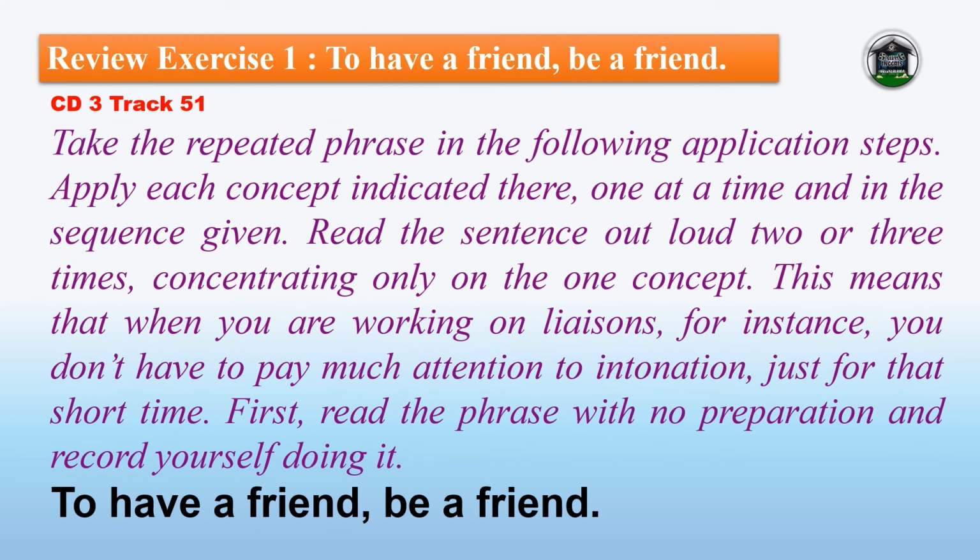Review exercise 1. To have a friend, be a friend. Take the repeated phrase in the following application steps. Apply each concept indicated there, one at a time, and in the sequence given. Read the sentence out loud 2 or 3 times, concentrating only on the one concept. This means that when you're working on liaisons, for instance, you don't have to pay much attention to intonation, just for that short time. First, read the phrase with no preparation and record yourself doing it. To have a friend, be a friend.